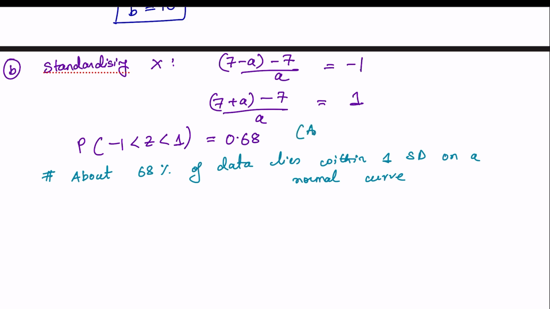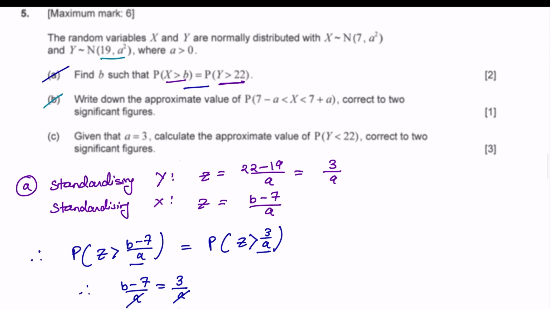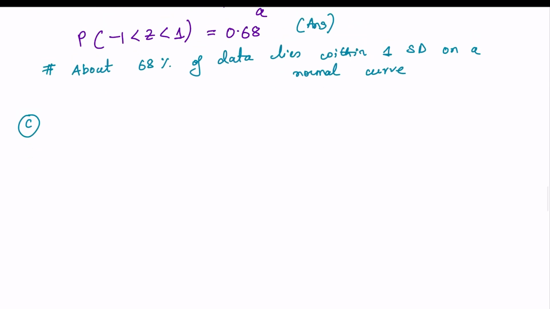And then the answer is 0.68. Now moving on to the last part. Given that a equals 3, calculate the approximate value of P(Y less than 22), correct to two significant figures. So 22, it's again one standard deviation. We can just standardize it for our sake.